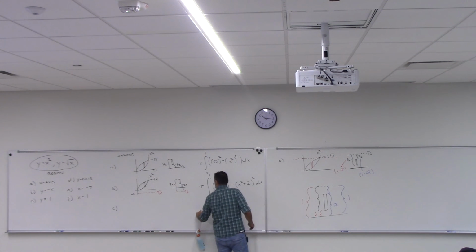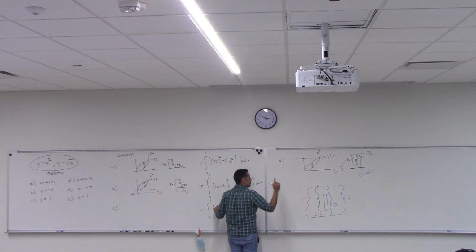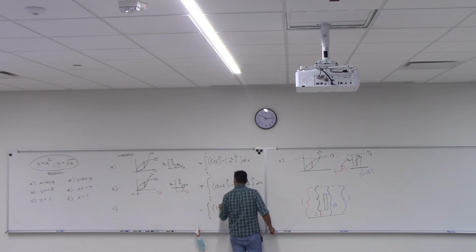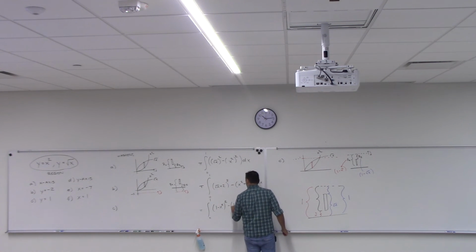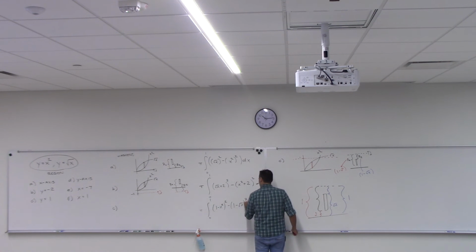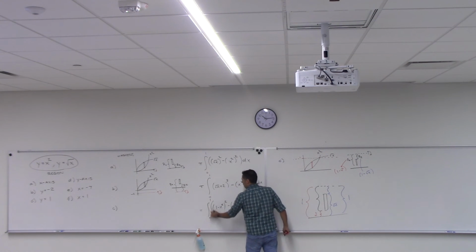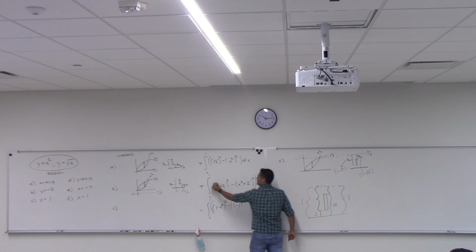So we go pi. Integral goes from 0 to 1. Outer radius, which was 1 minus x squared, that squared, minus the inner radius, which was 1 minus the square root of x, that squared, dx. I should have that in parentheses like that.